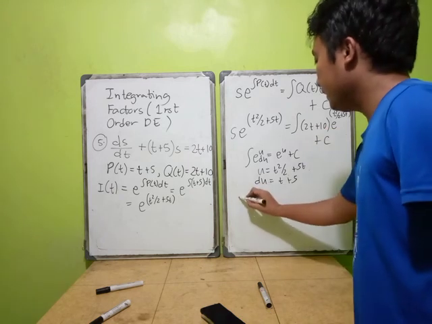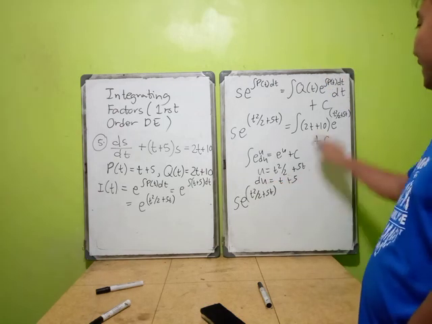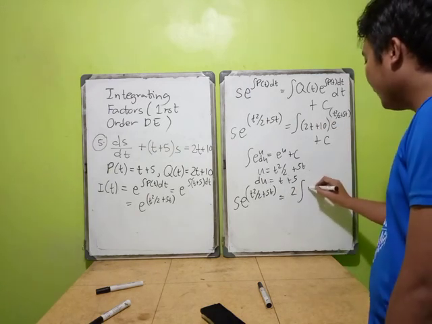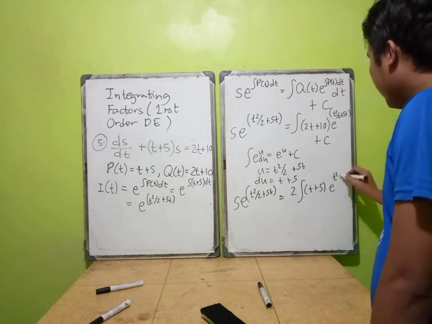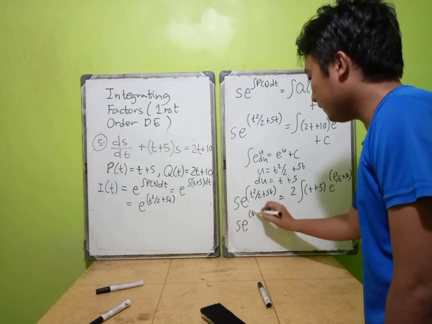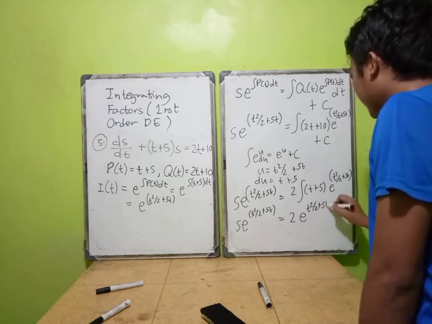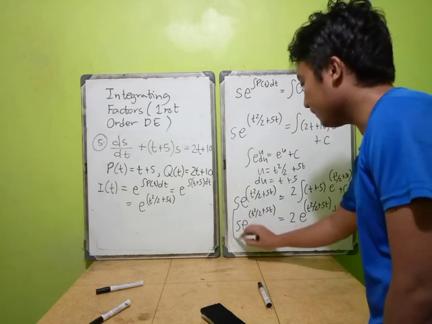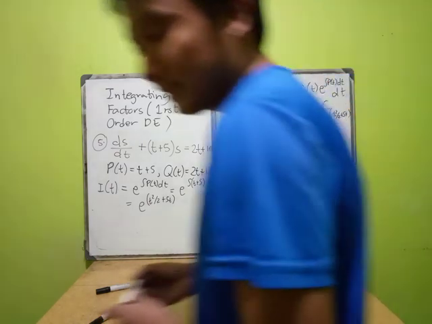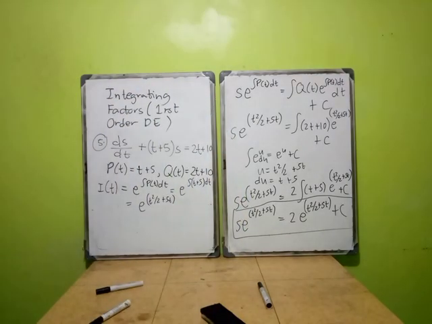Okay. So, here, s e to the power of (t squared over 2 plus 5t). Okay? Ma-factor out lang yung 2 is equivalent to 2 (t plus 5) e to the power of (t squared over 2 plus 5t). Yan. So, yung sagot natin is s e to the (t squared over 2 plus 5t) is equal to 2 e to the (t squared over 2 plus 5t), okay, may plus c. So, ito yung sagot natin. Okay? So, yan. So, hindi ibig sabihin na hindi dx is hindi mo na masolve. Okay? So, maybe dyan lang muna yung about sa integrating factors natin. Okay? So, I hope naintindihan.